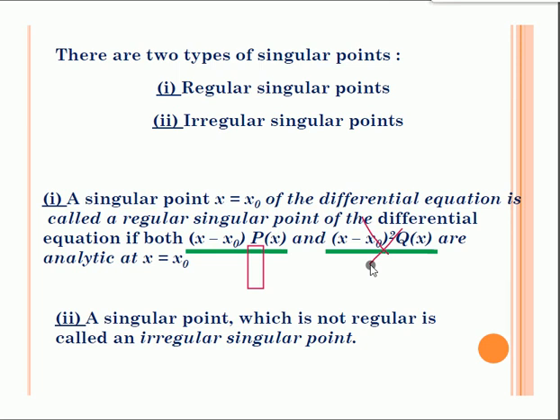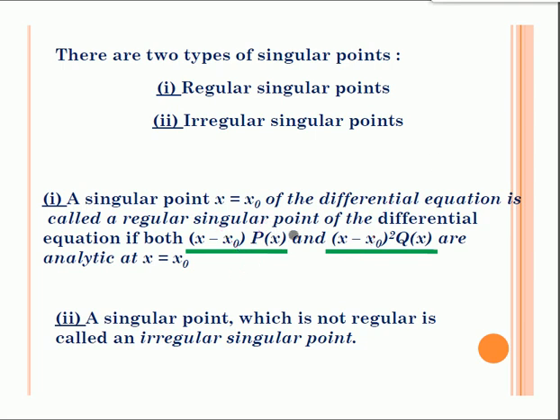What I mentioned, both must be analytic. So x minus x naught into p of x, and x minus x naught whole square into q of x, both must be analytic at x equal to x naught, then only it is regular, otherwise it is irregular. So many cases will happen: this one function will become analytic and this may not. Then that point is called irregular.